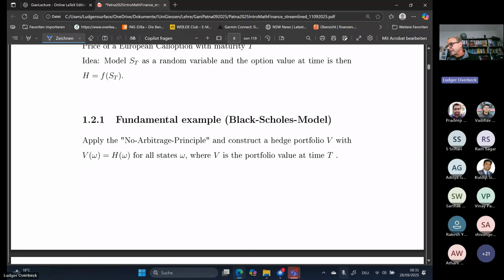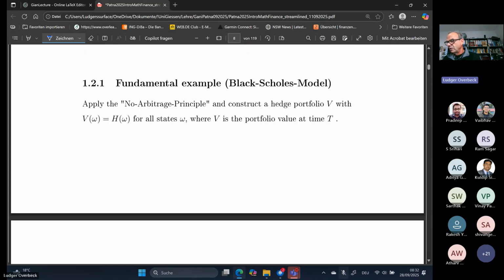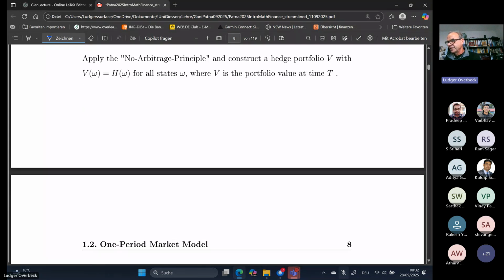So what the bank does, the bank constructs a hedge portfolio, which it's called V. And the condition on the hedge portfolio is in each of the scenarios, the value of the hedge portfolio should be the same as the value of the option. That's a no arbitrage principle, and that's a replication. That's what's called replication. Or hedge.